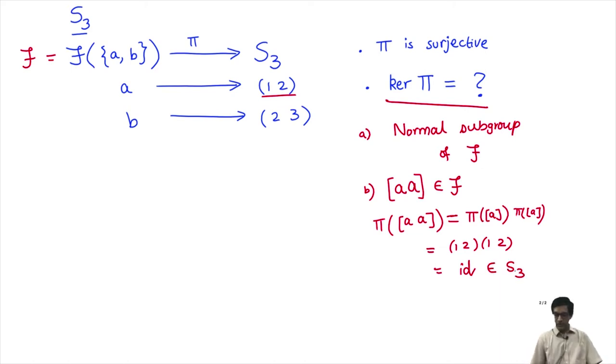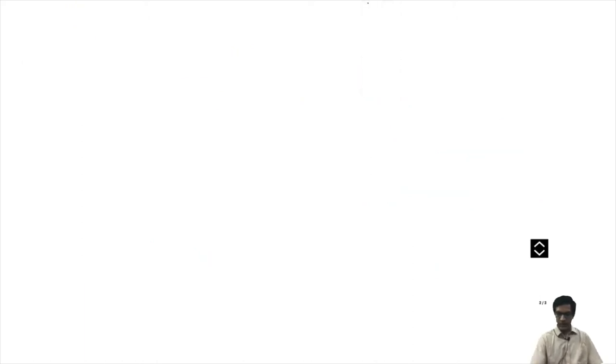Similarly, by a similar calculation, I take the word BB and observe that its image under pi is also going to be the identity. What does this mean? It means that I know some elements of the kernel. The word AA is in the kernel. The word BB is in the kernel. These are both elements of the kernel of pi. In fact, there is yet another word, which now involves both A and B, which we can write down. So, I leave space for that.